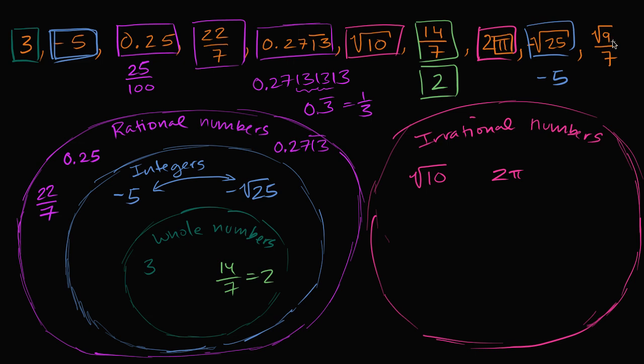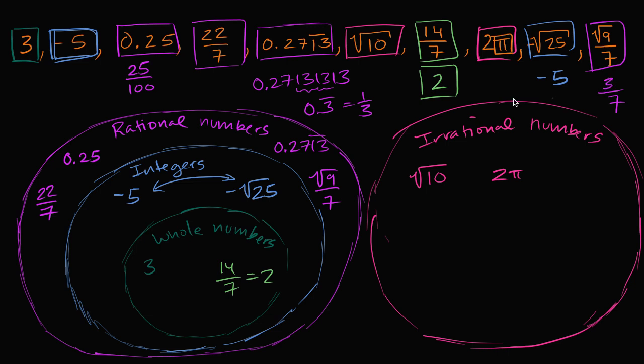And then you have the square root of 9 over 7. Well, what's the principal root of 9? Square root of 9 is 3. This is the principal root of 9, so it's 3/7. So this is a ratio of two integers. This is a rational number. Square root of 9 over 7 is the same thing as 3/7.